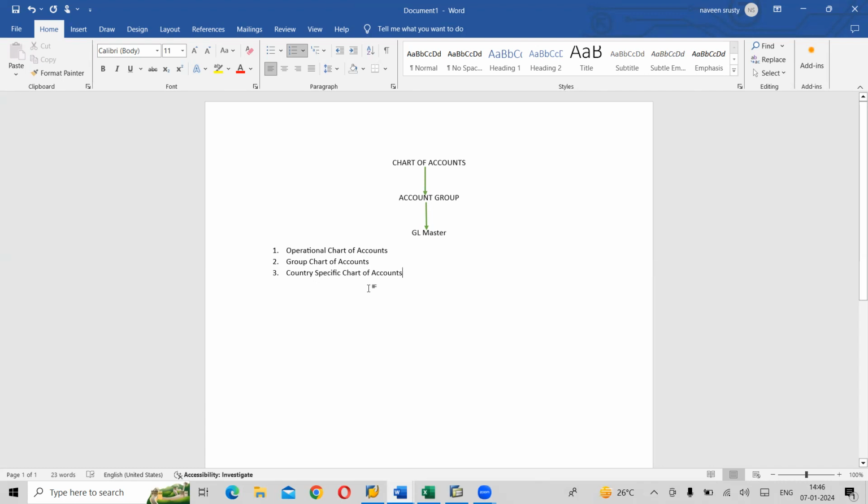Write down this. Operational chart of accounts is mandatory, compulsory, required. And these two are optional. Without creating them also, we can do our transactions. Optional.